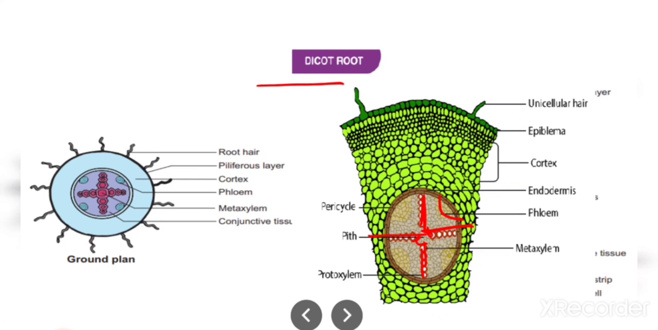Then phloem is present in the form of patches between xylem, right? So where is endodermis? Endodermis is present just in the innermost part of the cortex. Innermost layer of cortex is endodermis, outermost is epidermis, and in case of the roots we call it epiblemma. Unicellular hairs or the root hairs are also present.